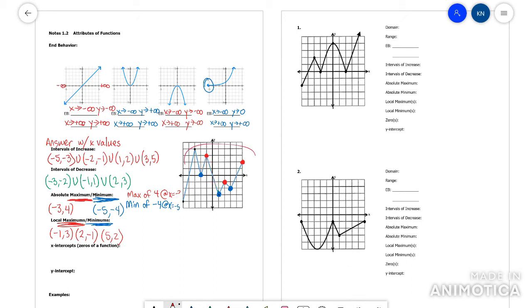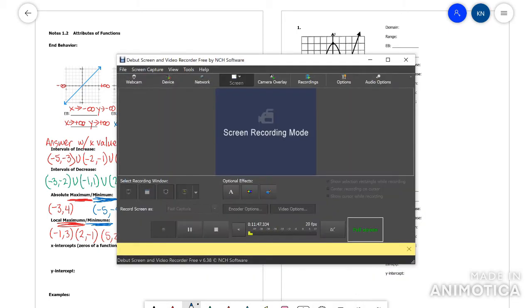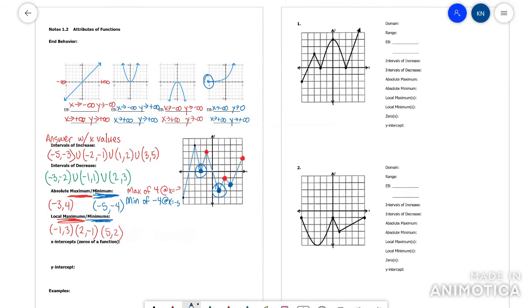You can have a bunch of them, but when it comes to an absolute max, there's only one, or an absolute minimum, there's only one. It's the highest, or it's the lowest. So let's keep answering this. My next local minimum would be, I have 3 of them, one here, here, and here. So I'm just going to write these coordinates. That's -2, 0. That's 1, -3. And that's 3, -2.